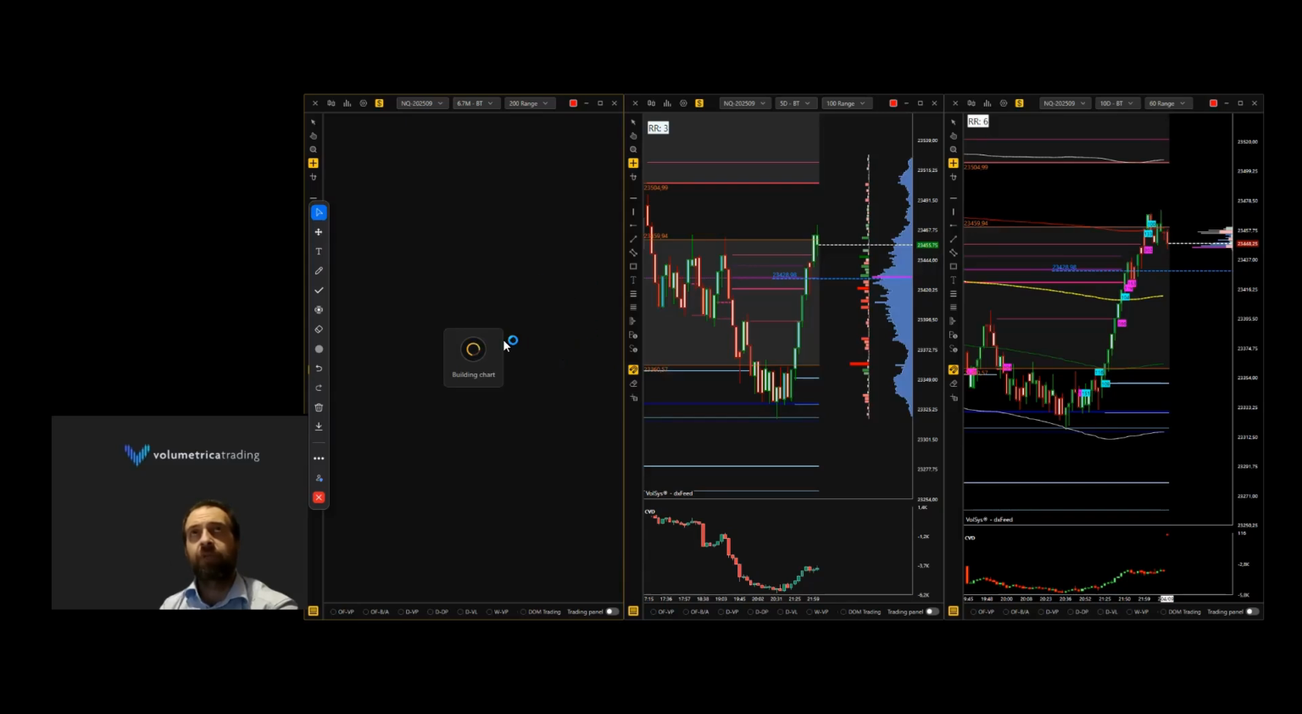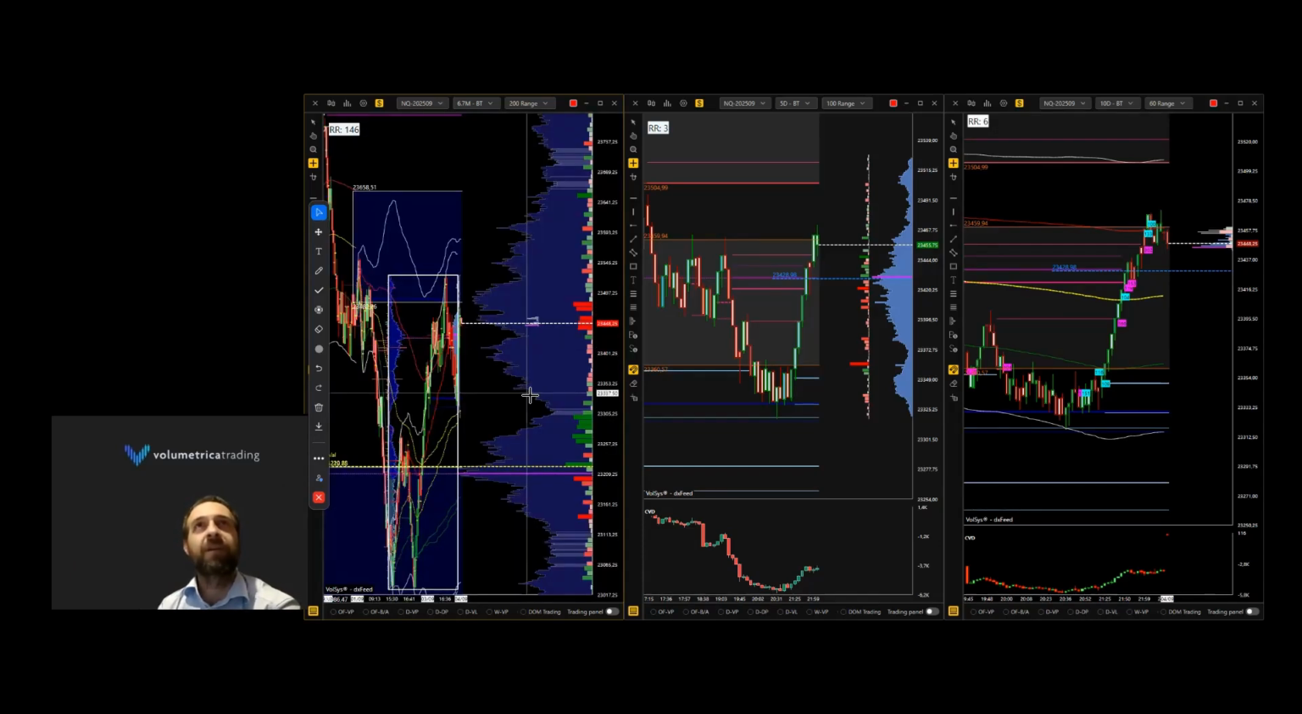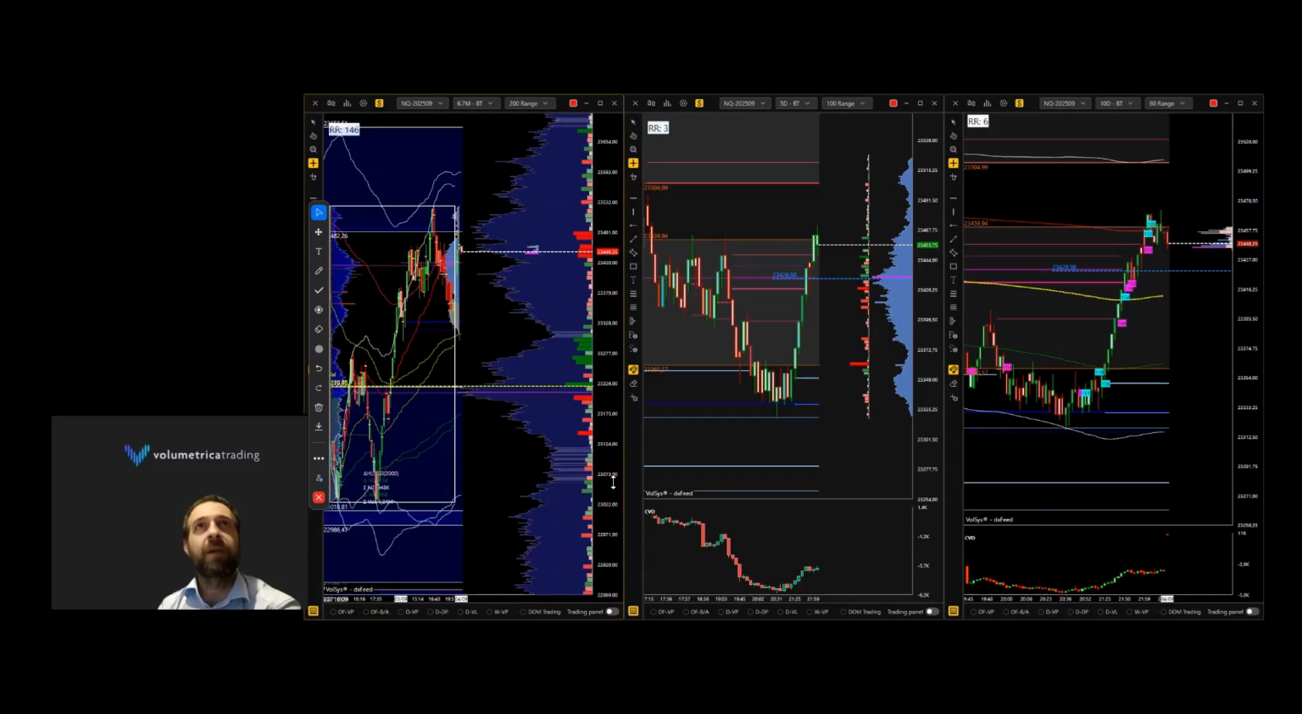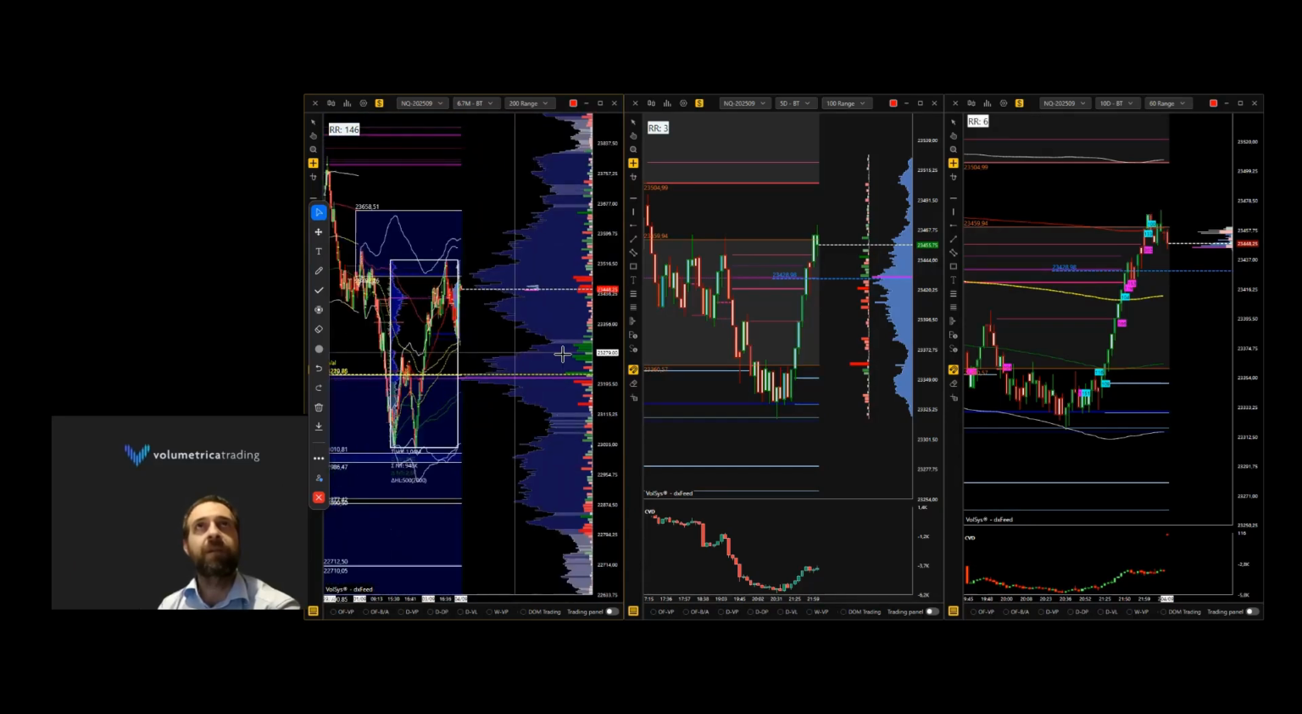Let's just let the chart reload for a moment. It basically brought us back to what had been the natural resistance level, let's say at 23,450, which was broken to the downside. And then after this move, which I'm about to show you as soon as the chart reloads. This one right here.